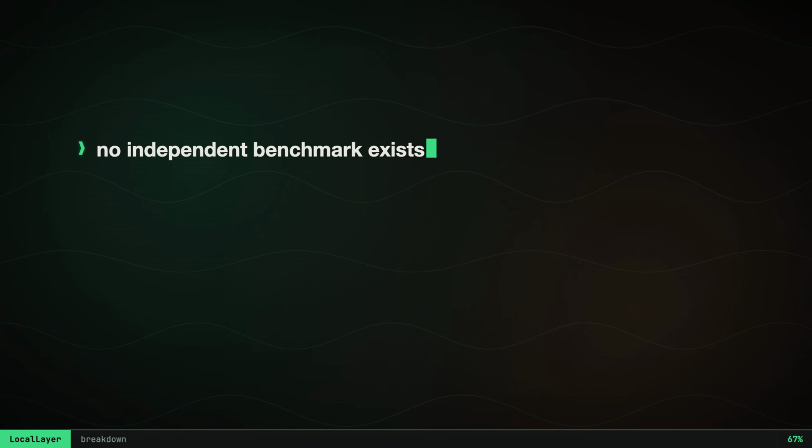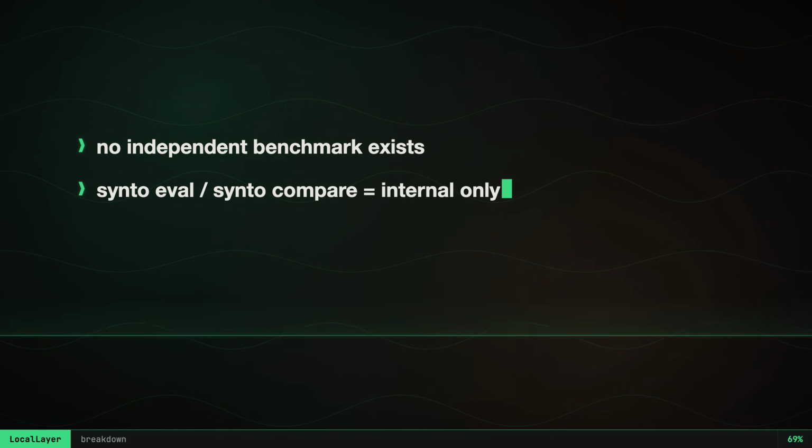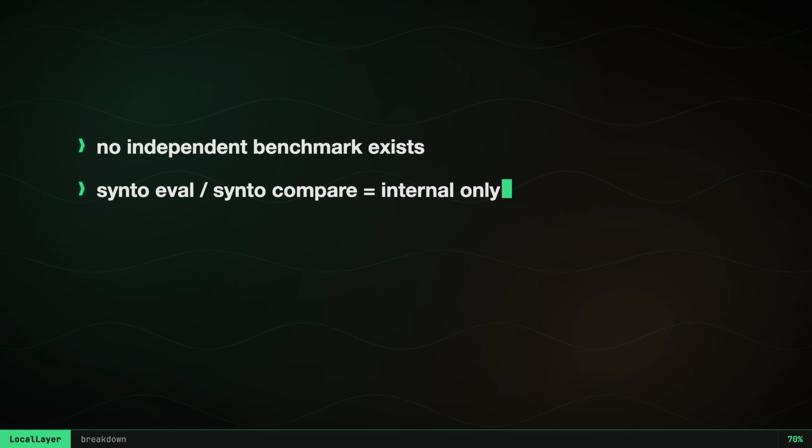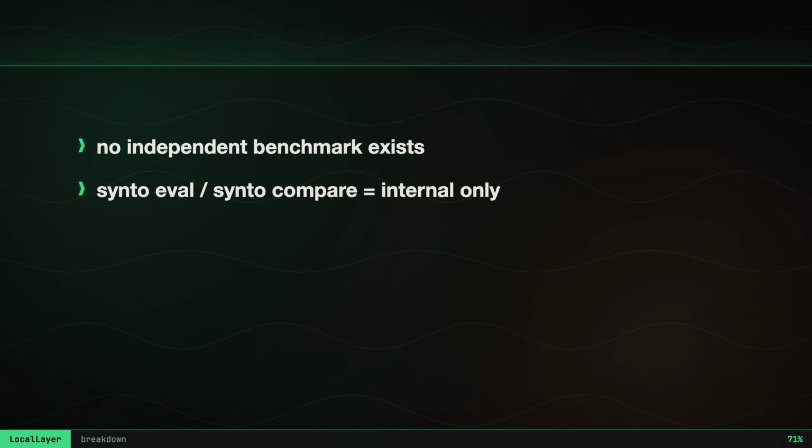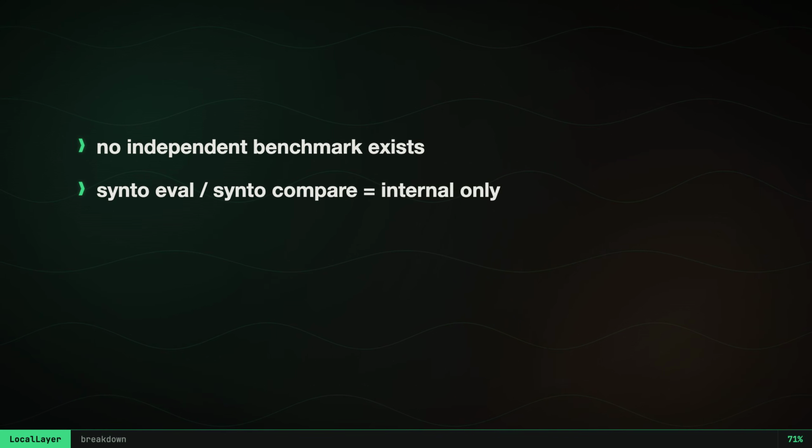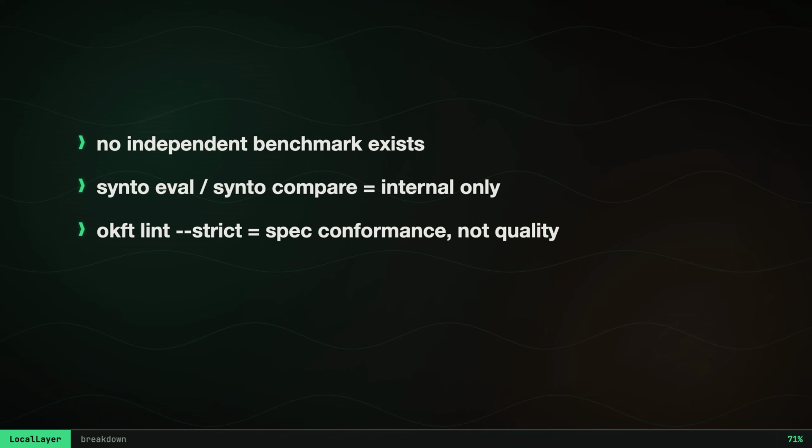Nobody's benchmarked this pipeline against a naive RAG setup or against just pasting raw notes into context. Not on arXiv, not in either repo, not in a blog post anywhere. Synto ships two eval commands, synto eval and synto compare, but they check structural health, broken links, orphan concepts, or A/B test two Synto configs against each other. Neither compares against a baseline. OKF's lint strict checks spec conformance, not answer quality.